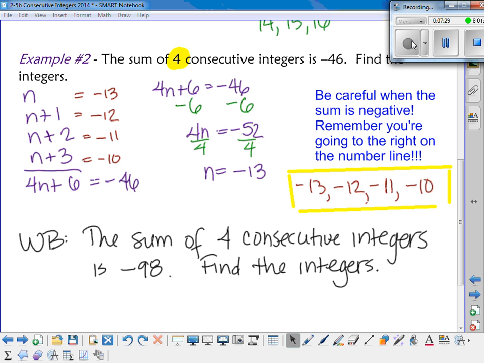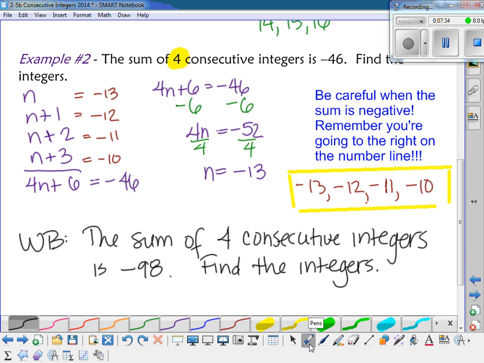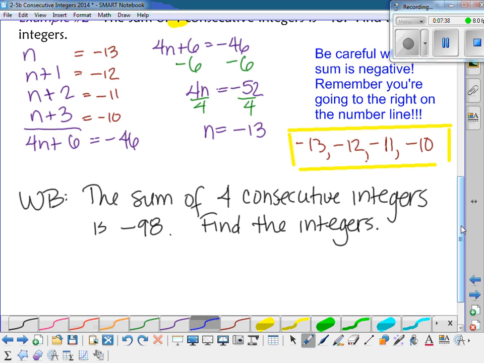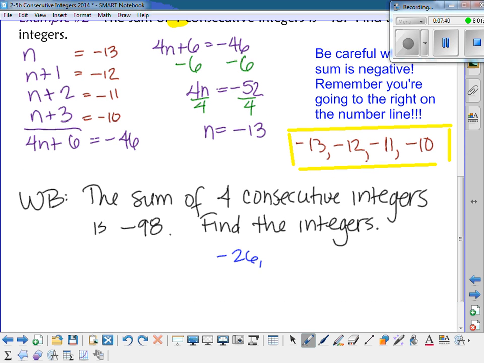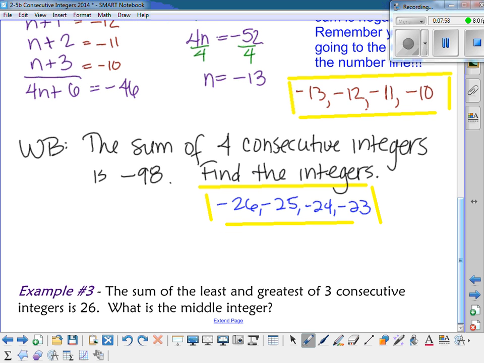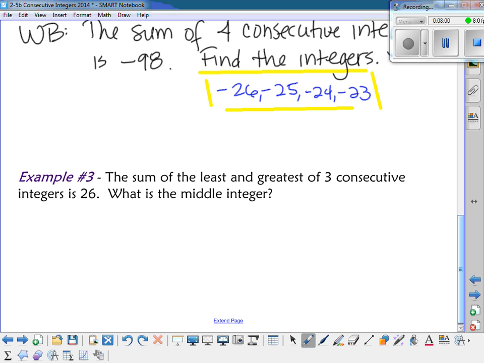All right, so you did 4n plus 6 was equal to negative 98 this time, and looks like most of you got it. It was negative 26, negative 25, negative 24, and negative 23. Are there questions? All right, now we're going to do one that's a little different.